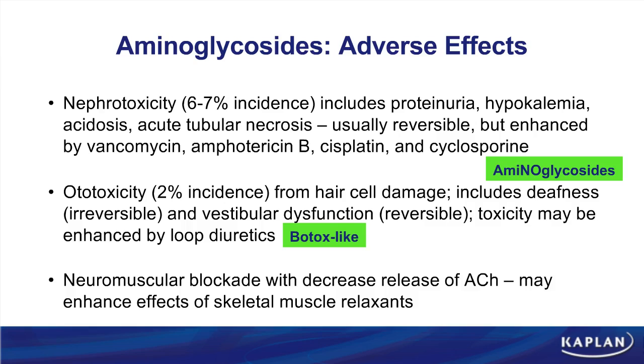Your notes remind you that you may see an enhanced effect of skeletal muscle relaxants in the presence of an aminoglycoside. I would tell you, watch out for the patient with myasthenia gravis. The patient with myasthenia already has weak muscles. So what is an antibiotic that might enhance their symptoms of their disease? Aminoglycosides, because by inhibiting the release of acetylcholine, you can further exacerbate their muscle weakness.